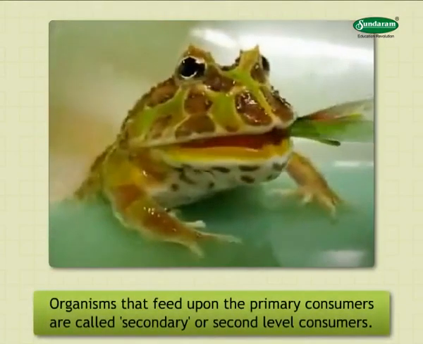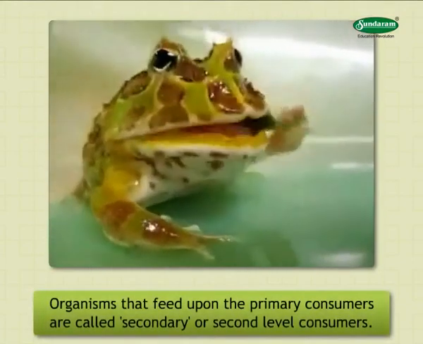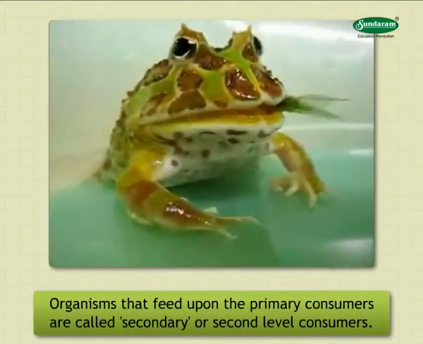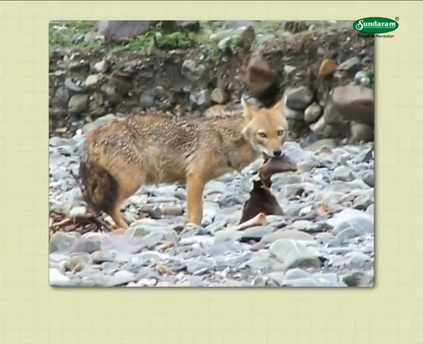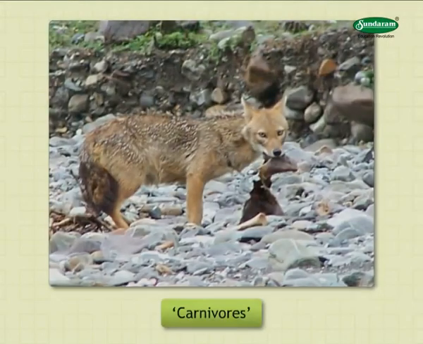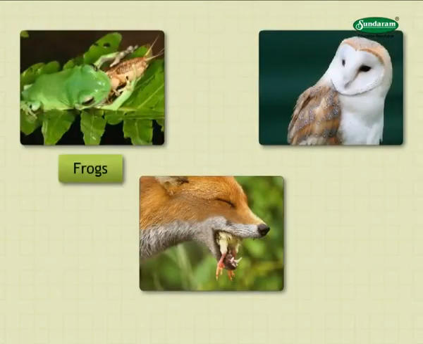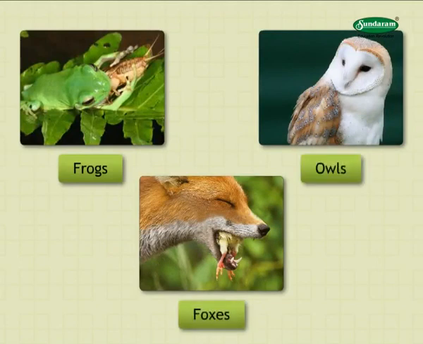B. Secondary consumers. Organisms that feed upon the primary consumers are called secondary or second-level consumers. They are commonly known as carnivores. For example, frogs, owls, foxes, etc.